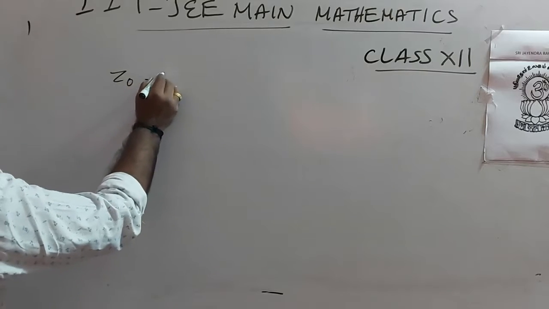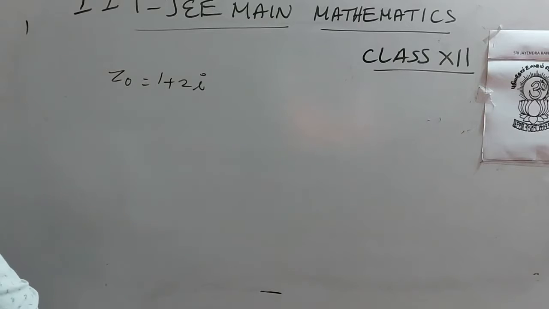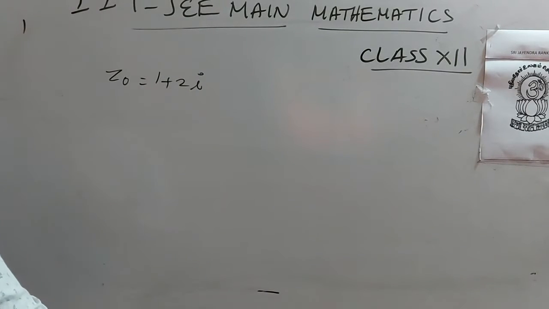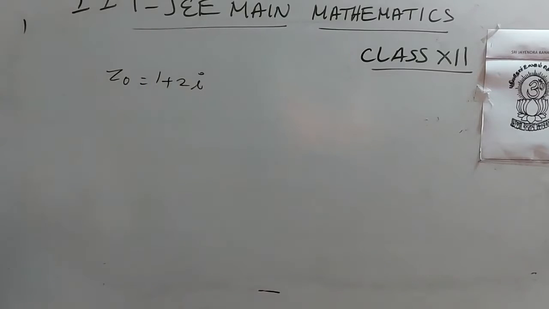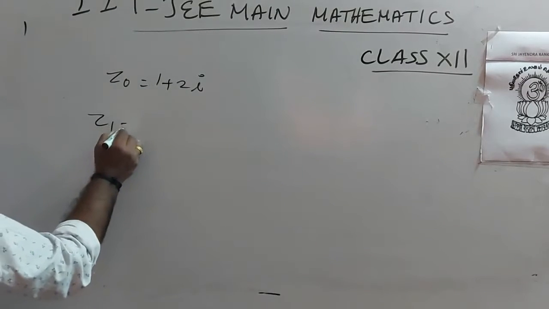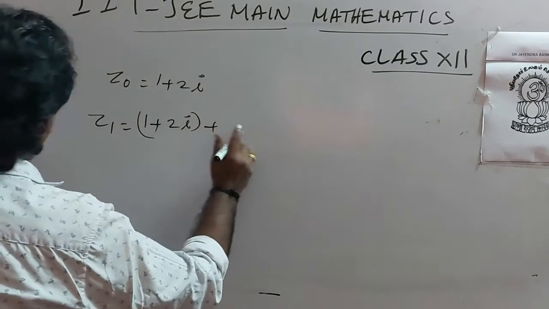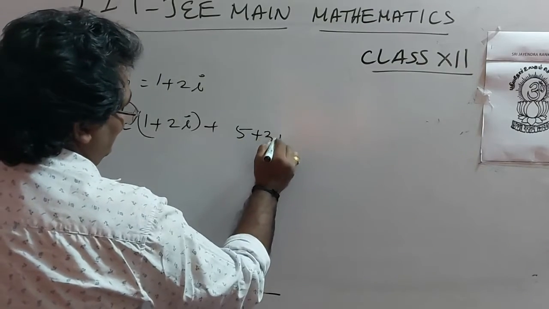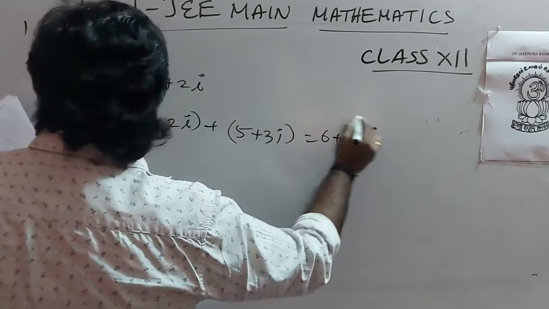Z naught is given as 1 plus 2i. It moves horizontally away from the origin by 5 units, vertically 3 units, to reach the point Z1. Therefore, Z1 will be obtained by 1 plus 2i plus horizontal movement 5 units, vertical movement, that is y-axis, 3i. 6 plus 5i.